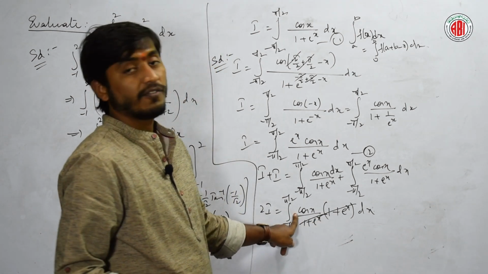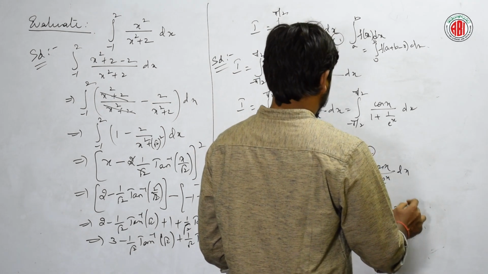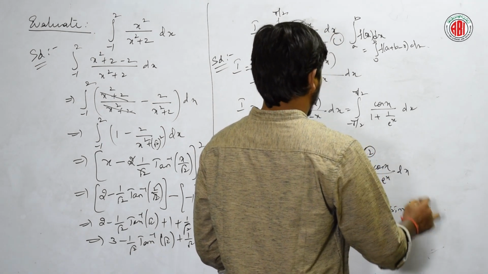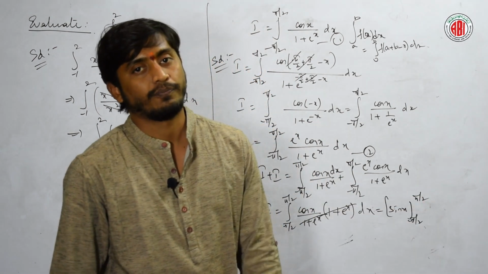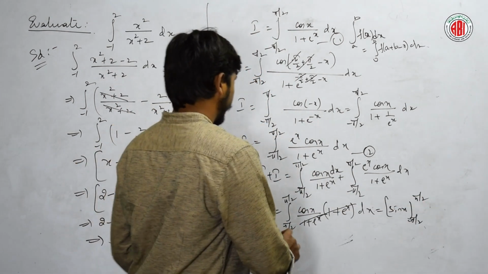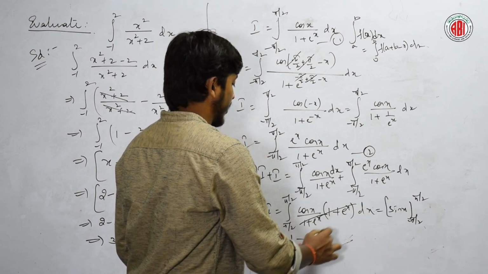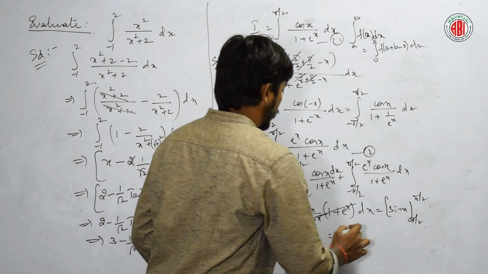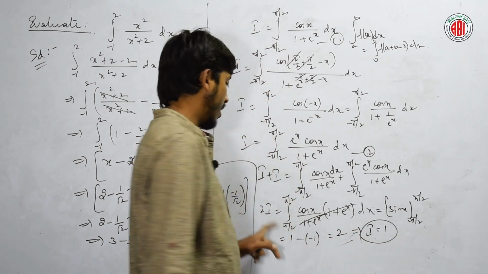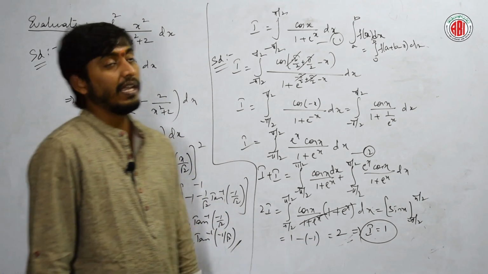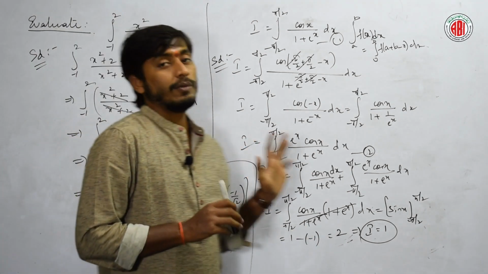So, what is the integration of cos x? The integration of cos x is sin x from minus pi by 2 to plus pi by 2. What is sin pi by 2? That is 1. What is minus sin of minus pi by 2? That is minus 1... that is plus 1. 1 plus 1 is 2. Therefore, 2I is equal to 2, so I will be 1. Is it right? Did you understand?